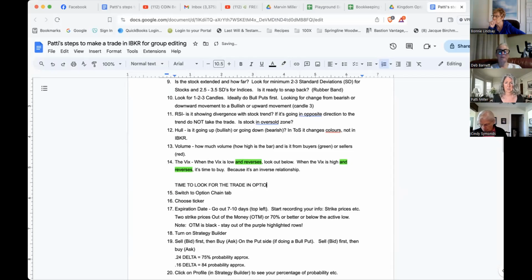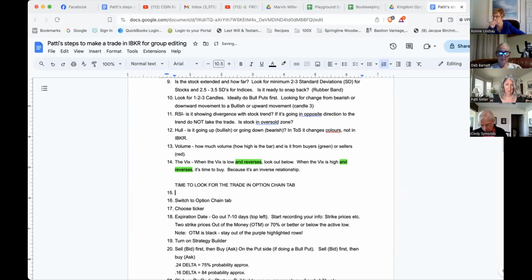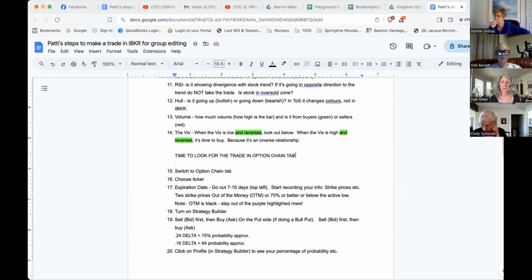And so step 1 is the option chain tab. Choose the ticker. Should I just start numbering? I can fix the formatting later. Okay. So switch the tab, we choose the ticker.